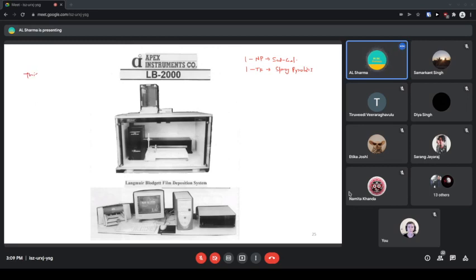For thin films, the technique is the LB technique. It is named after the scientists Langmuir and Blodgett, the Langmuir-Blodgett film deposition technique. Actually, this equipment looks like this. You can see your substrate is going to be hanging from here to the downside, and this tray is filled with water.